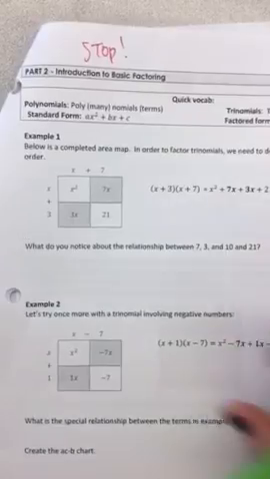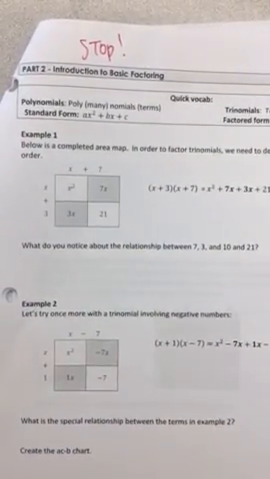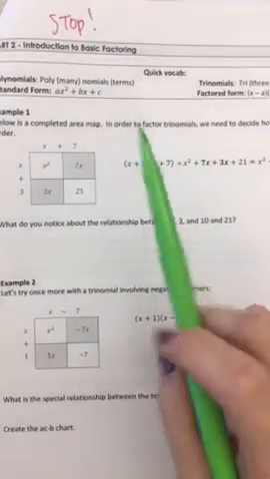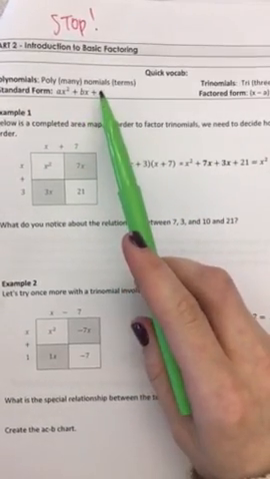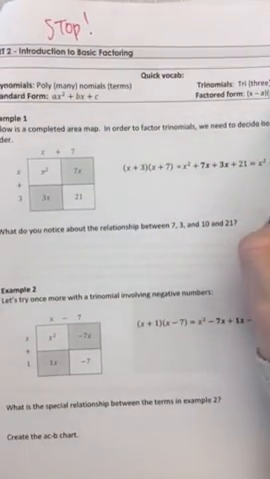And then what I want you to start off with is now on the next page here, Introduction to Basic Factoring. So make sure you're at this page. First, quick, we just have some vocab reminders. We have polynomials, remember that just means many terms. Trinomial specifically means 3 terms.